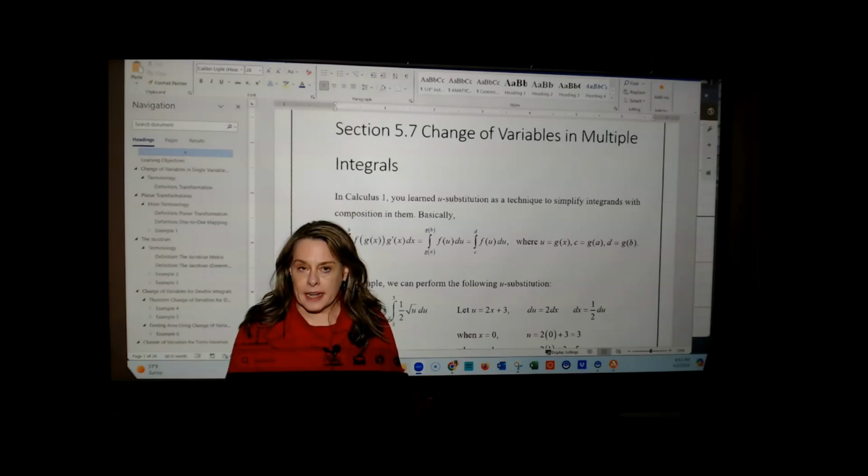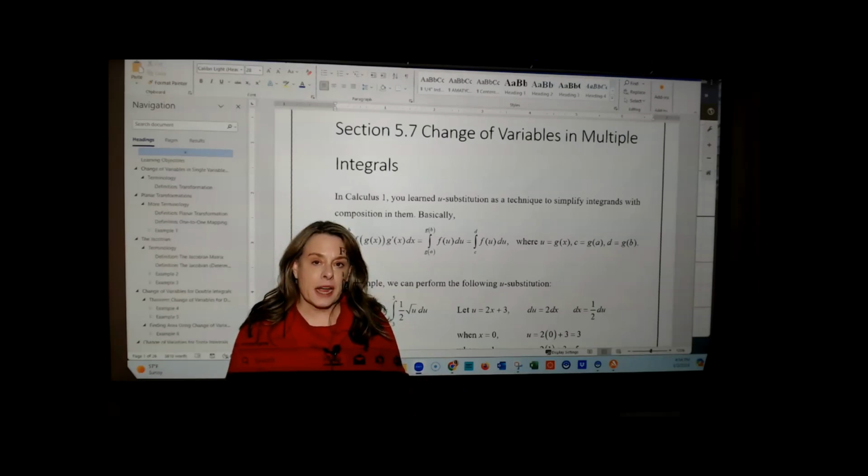Now, this is something we've already been doing. You started in Calculus 1 with U substitution. So if you had an integral with respect to x, so that the differential was dx, but you had composition in the integrand, you would set u equal to some function of x. And then you would change the variables and change the differential from dx to du, and the variables from x variables to u variables. You also had to change the limits of integration from x values to u values. We've actually been doing that here in Calculus 3 when we convert from rectangular coordinates into the polar coordinate system.